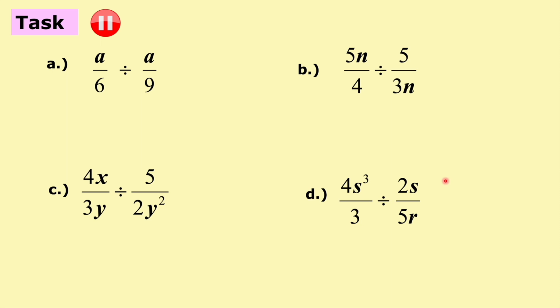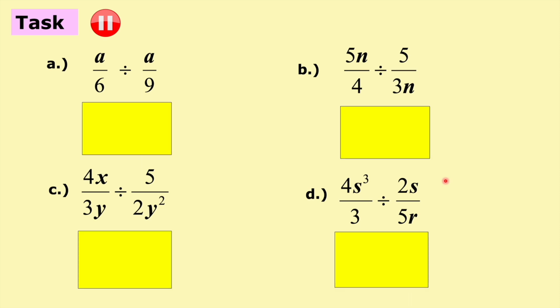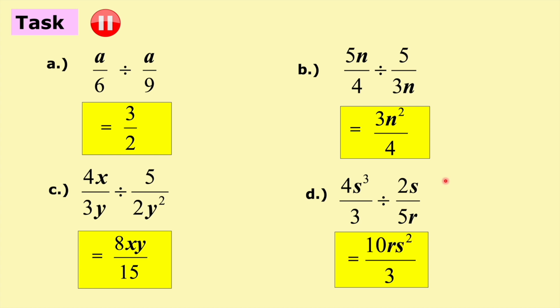Okay, hopefully you've unpaused and let's go through the answers. So first one, change that to a multiply, flip the last fraction, and then we go ahead and multiply. So you should have 3 over 2 for the first one. Second one, you should have 3n squared over 4. And then C, you should have 8xy over 15. And last one, 10rs squared over 3. So really well done if you managed those.